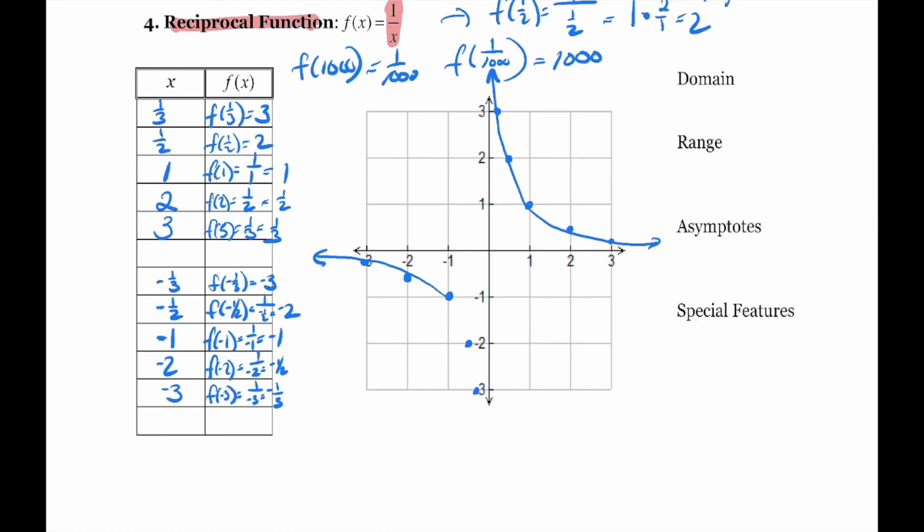Likewise, if x becomes a very small negative value, negative 1 over 1,000, negative 1 over 1,000,000, negative 1 over 1,000,000,000, when we reciprocate that, we're going to get a very large negative value. So here the graph is going to go down, and again we get closer and closer to 0, but x in itself can't be 0. So what we see here is where we see the restriction.